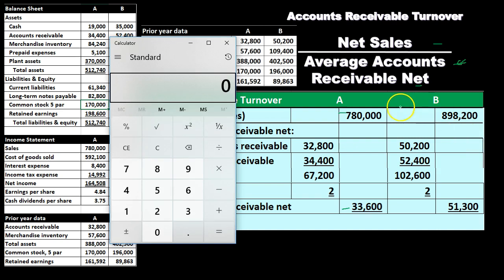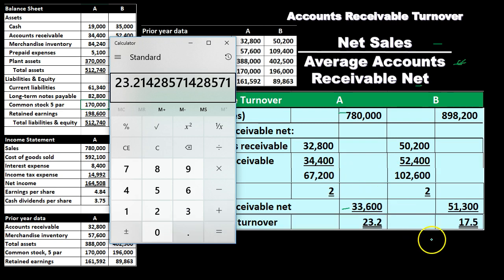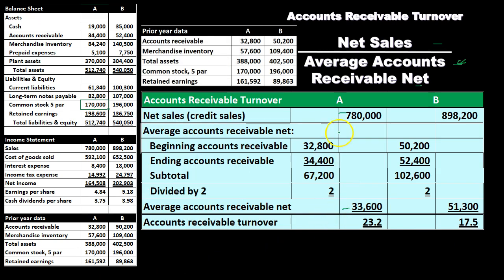So if we do this division problem, we're going to say it's the 780,000 divided by the 33,600, and that's going to give us our 23.21. If we do the same calculation for B, we get the 17.5. Now, if you think about this calculation, this is the sales that happen, and the sales are what generate the accounts receivable. And this is the average accounts receivable that we have on the books. So we're dividing the average accounts receivable into the sales.